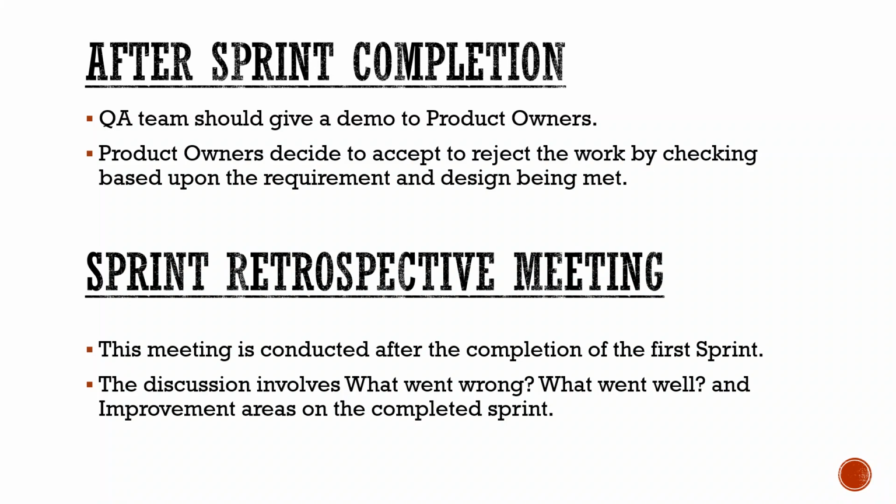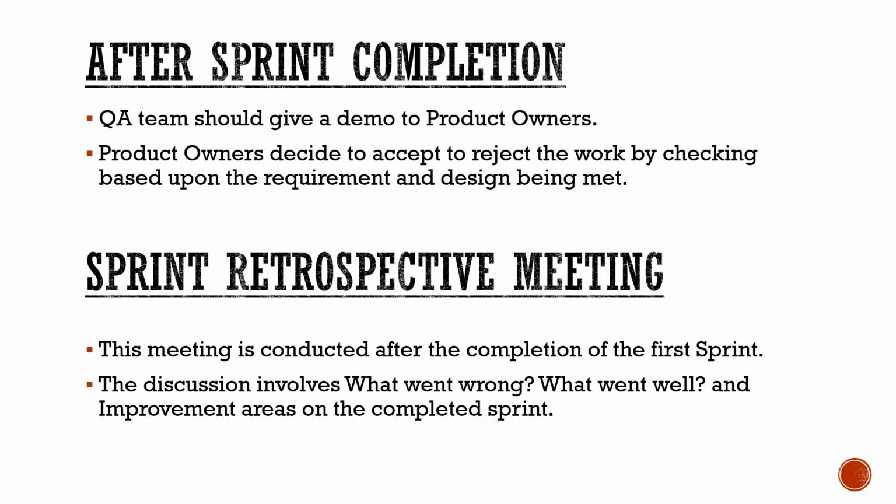Next is the sprint retrospective. This meeting is mostly held after the completion of the first sprint itself. This retrospective meeting will happen. It involves what all the things went wrong, what things went well, and improvement ideas on the completed sprint. This retrospective meeting will mostly happen between the scrum master and the top level management. In certain conditions, it may happen with the scrum master and other team members as well.